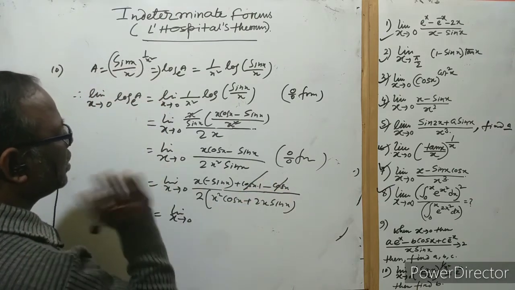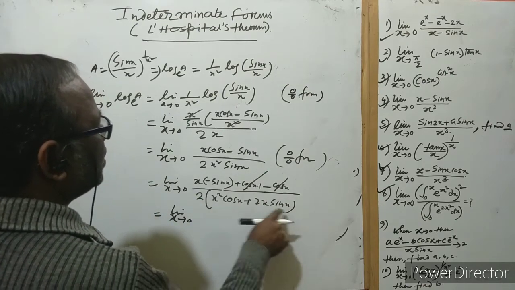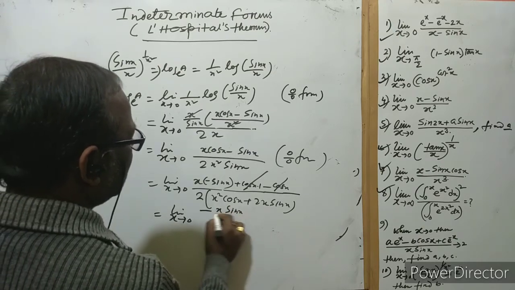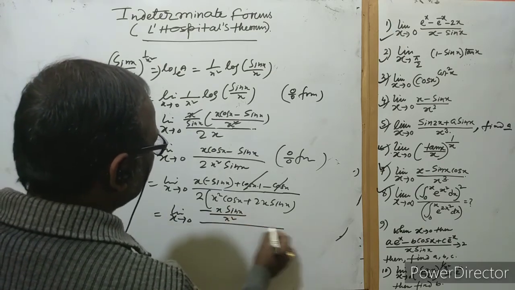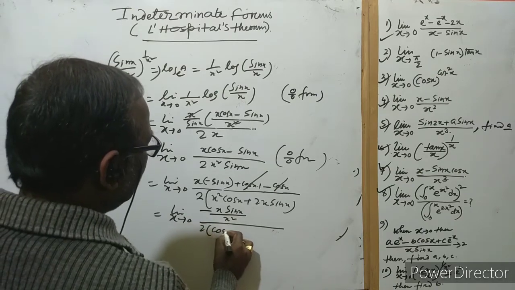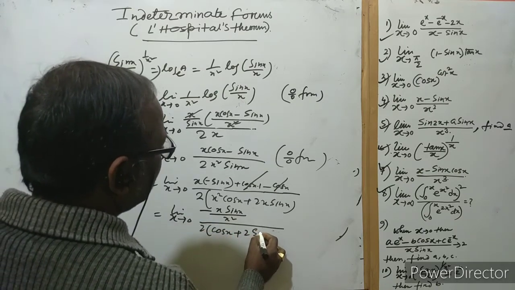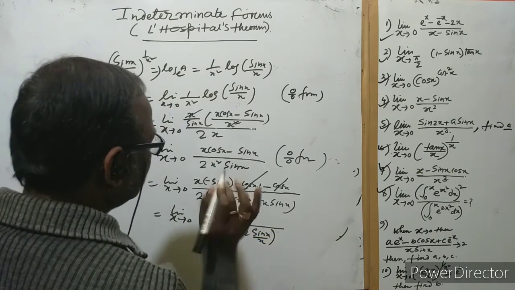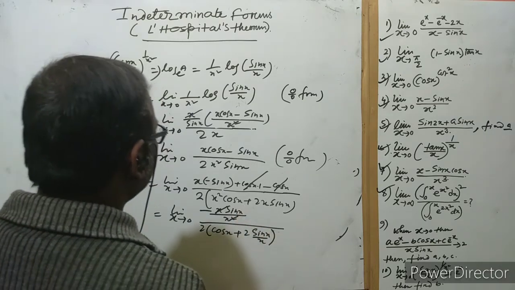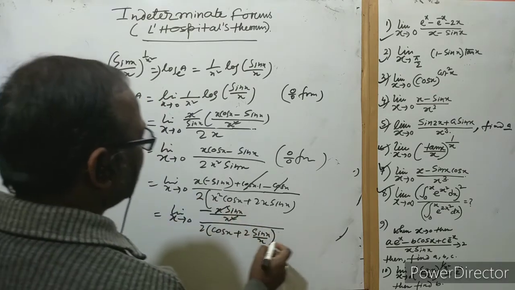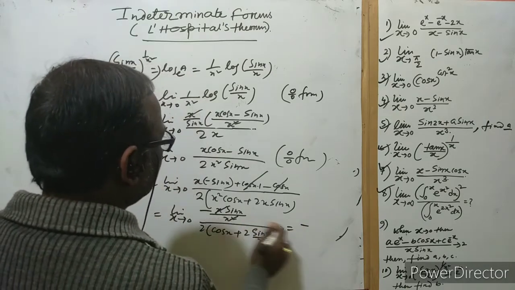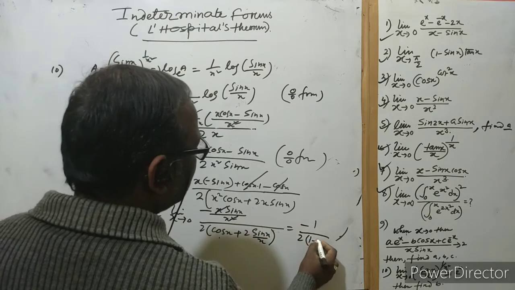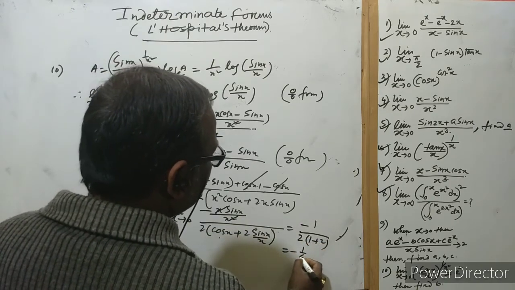Now x tends to 0 here, so divided by x square on both sides. So x sin x by x square. So this is here 2 into divided by x square. Okay, so see, sin x by x, this is minus 1, this is 2, this is here 1, this is 2, this is minus 1 by 6.